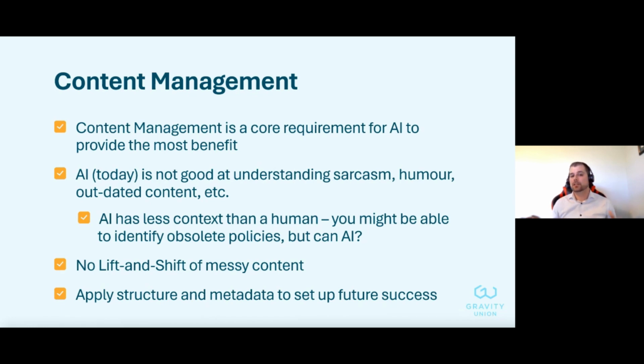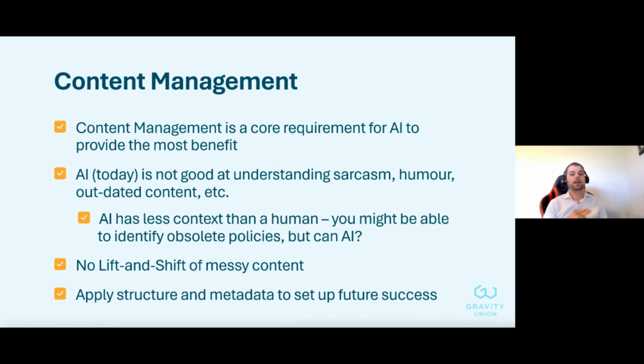Today, AI is not great at understanding sarcasm, humor, outdated content, or trivial content, right? It has less context than you as a human. Maybe you can identify things like obsolete policies or where somebody wrote a sarcastic response in an email. But can AI identify that, or is it going to start generating responses based off of that information that you don't actually want?